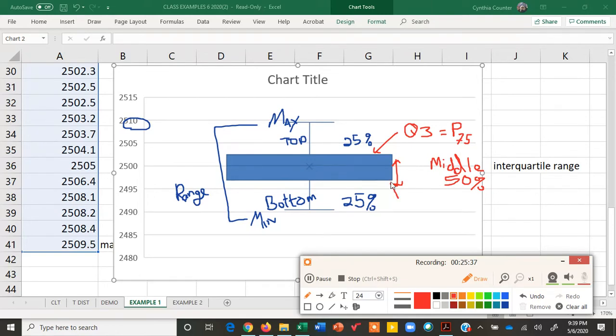Down here, at the bottom of the box, notice 25% of the data is below it. This here is the middle 50%, right? So we got 75% below it. Here there's only 25. This is Q1, which is the 25th percentile, or P25, right? 25th percentile, P25.